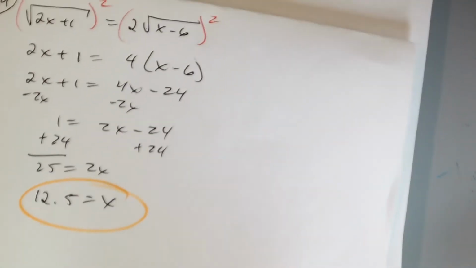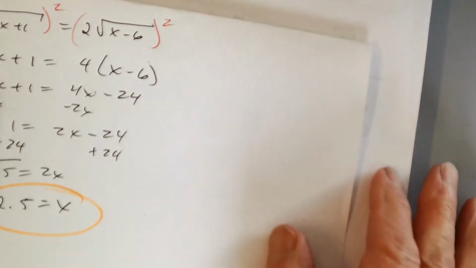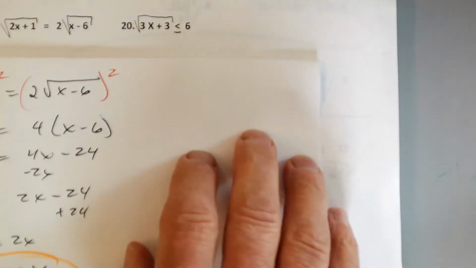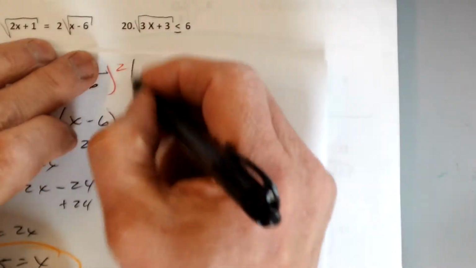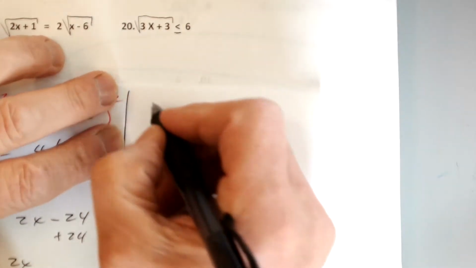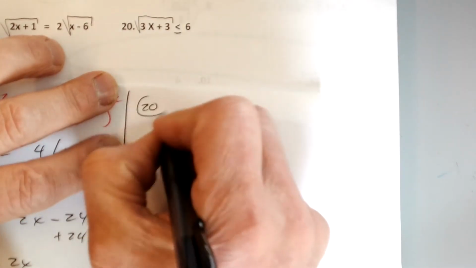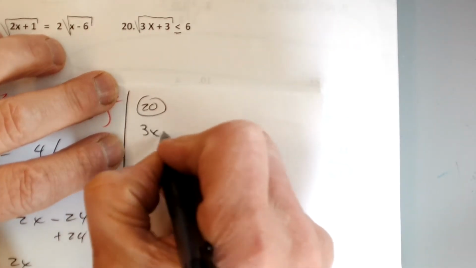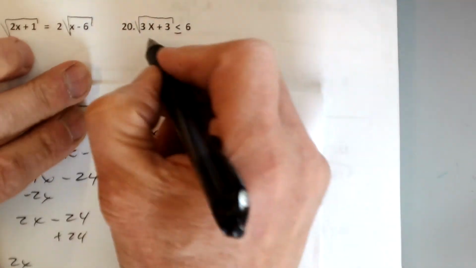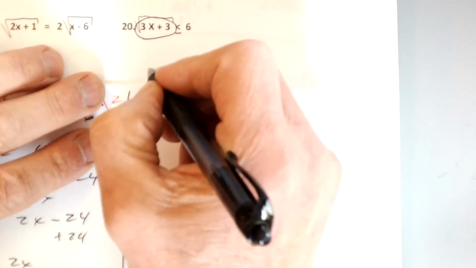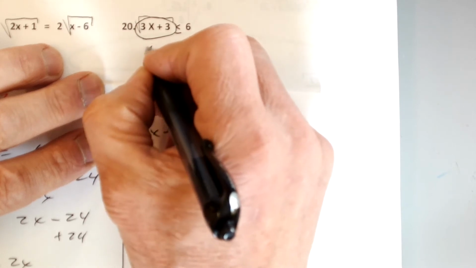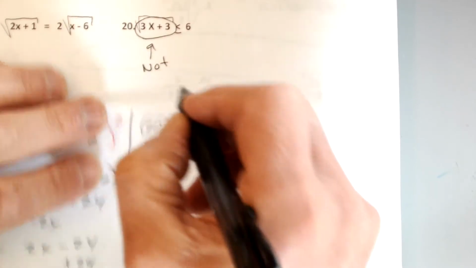All right, let's take a look at 20. I'll slide 20 over on this side so you can see it. Now 20 is an inequality, so there are two parts we have to be careful about. One, you can't take the square root of a negative. So right off the bat, the first thing I'll do is say 3x plus 3 has to be positive. I need to make sure this value is not negative.